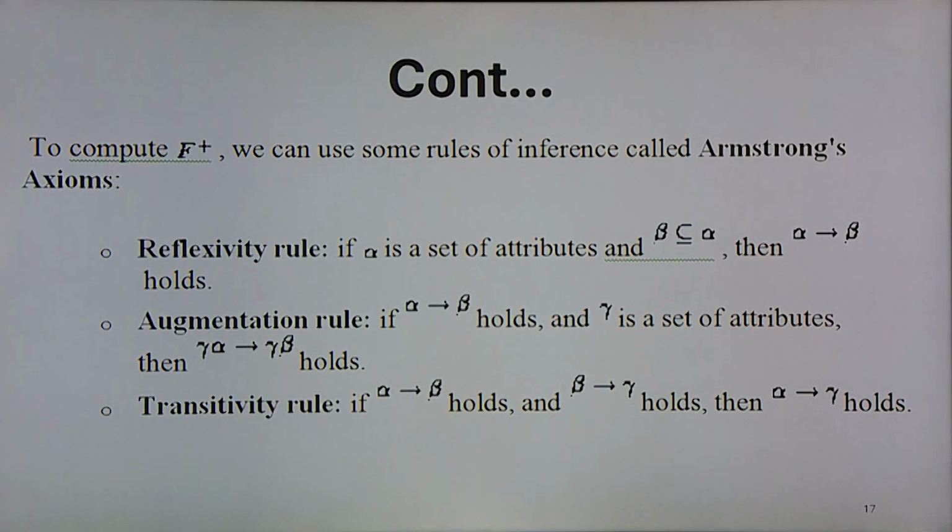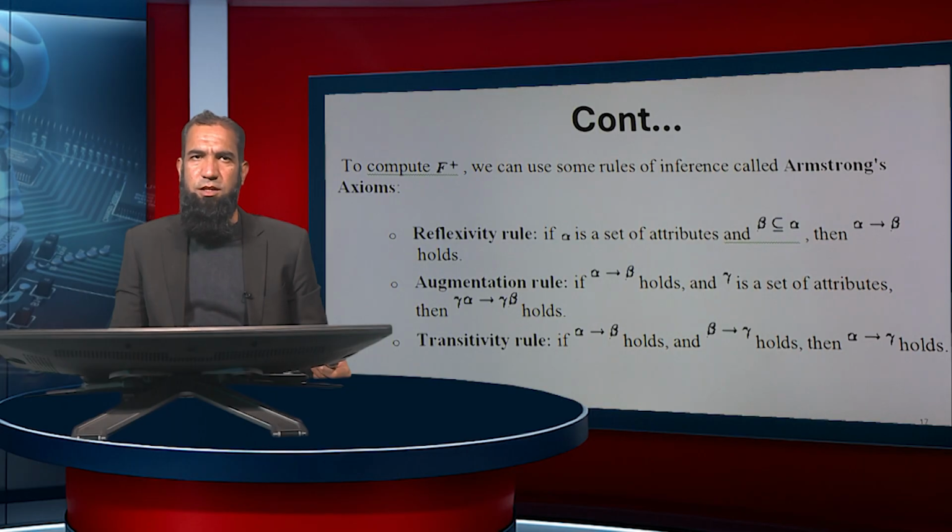Start by initializing X plus with all the attributes in X itself. Then for every functional dependency Y determines Z in F, if Y is already contained within X plus, we add Z to X plus because it means X can determine Z through Y. We keep repeating this process until no new attributes can be added. Once we reach that point, X plus contains every attribute that X can determine based on the given dependencies.